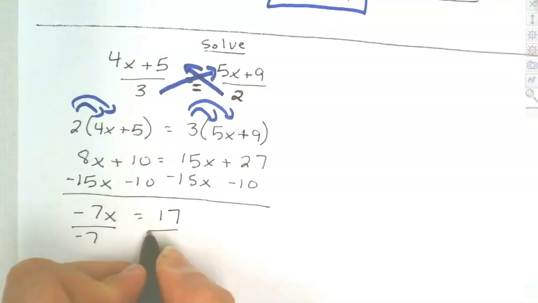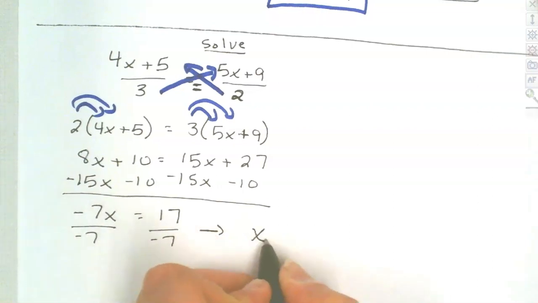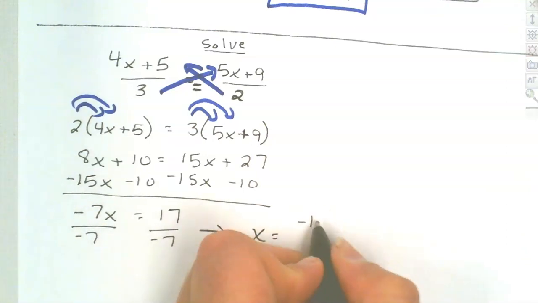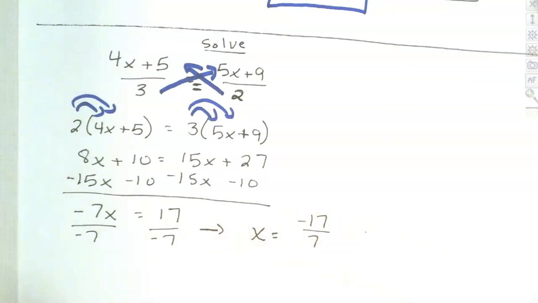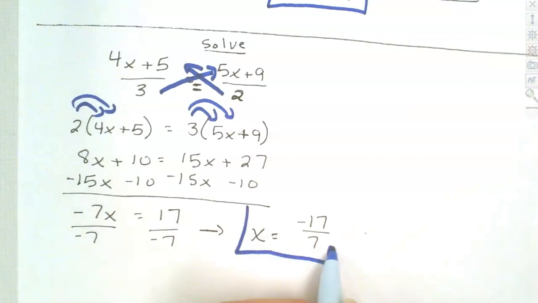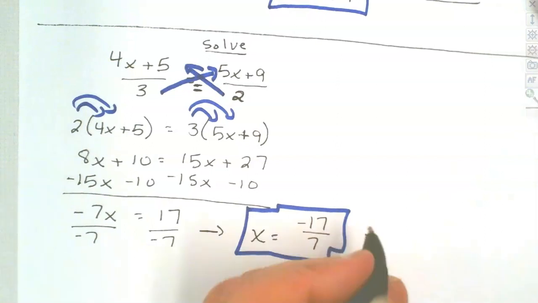Divide by our negative 7. And when we write our answer, we bring that negative up to the top. So that negative here is going to come up to the top. So that would then be a minus 17 over 7. You have an actual answer. So this one would again be conditional.